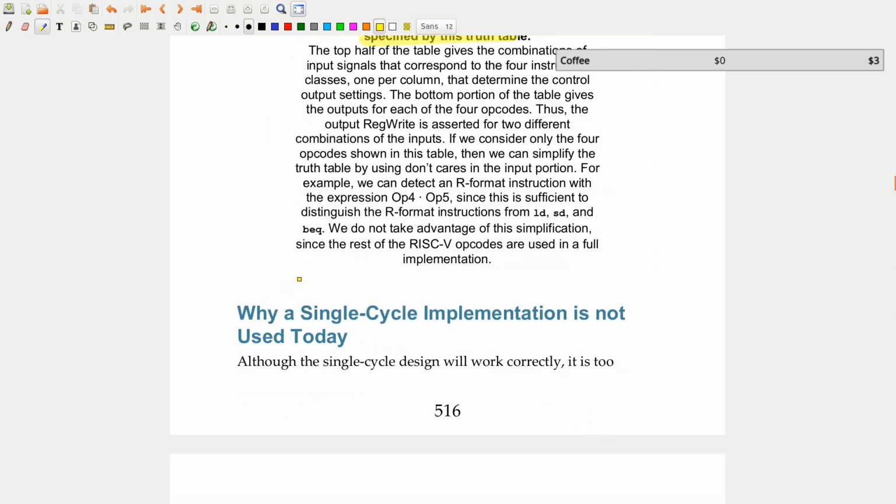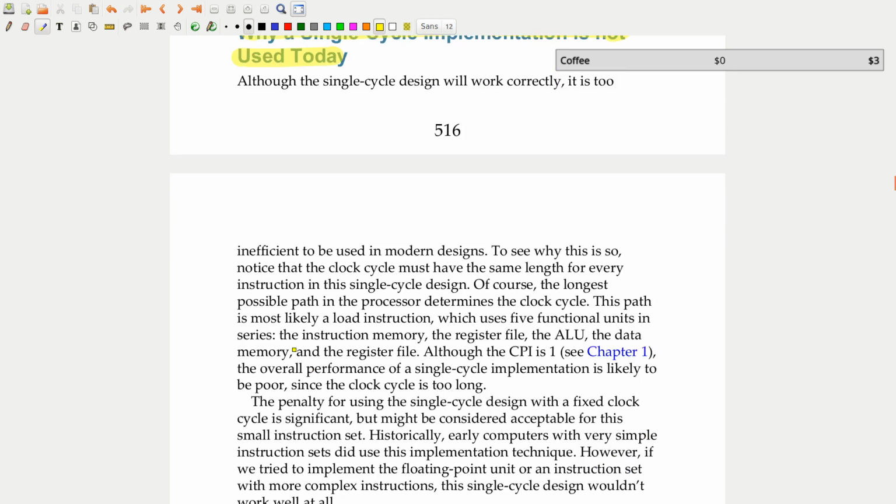So we saw a single cycle processor. That's what we just designed. But why don't we use them today? It seems like a fairly simple idea. If we want to keep things simple and regular, why don't we use single cycle processors? It turns out they're not great when it comes to performance. There are a lot of ways that they can be improved. And so, like we said, it's too inefficient to be used in modern designs.